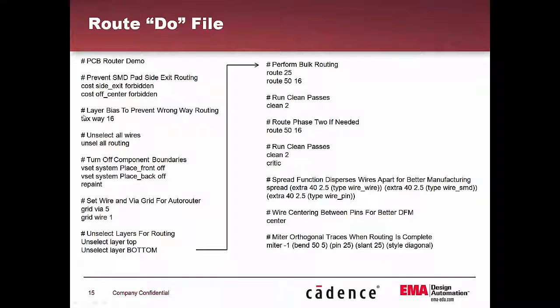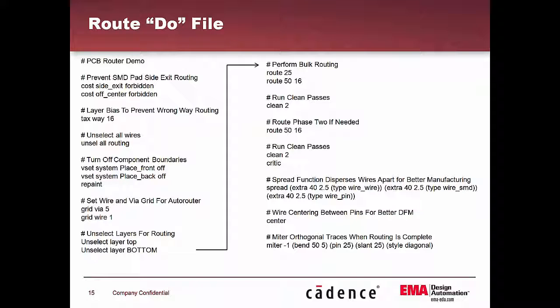The next statement is a layer bias. So this statement keeps everything very horizontal and very vertical as far as the routing goes. And in the next statement, I'm simply unselecting all the wires in the design. I shouldn't have any that are selected to begin with, but this just ensures that everything is unselected in the design. And then I'm simply turning off the component boundaries because I really don't want to see those. I just want to see the pins of the devices.